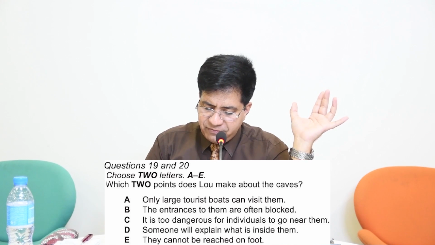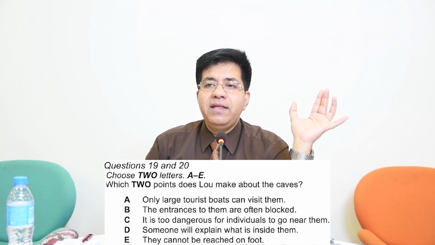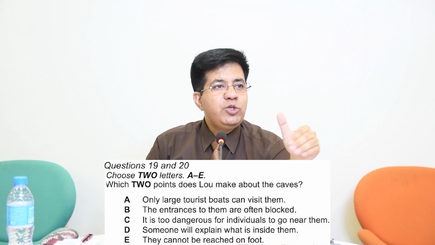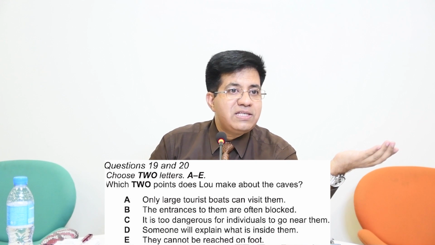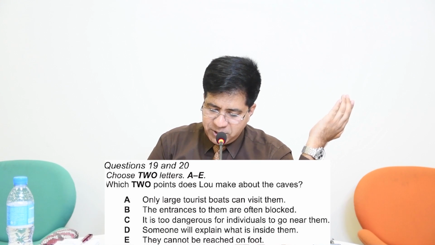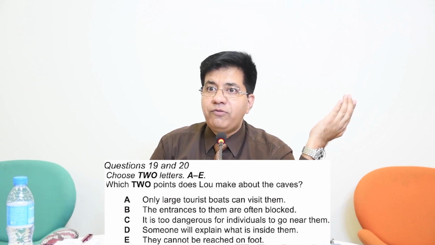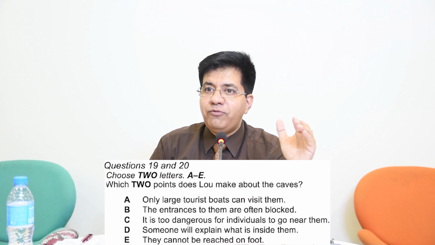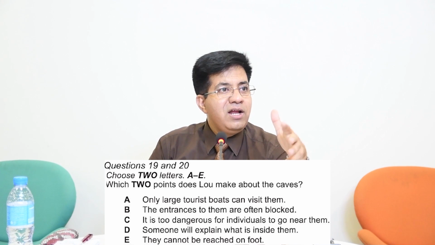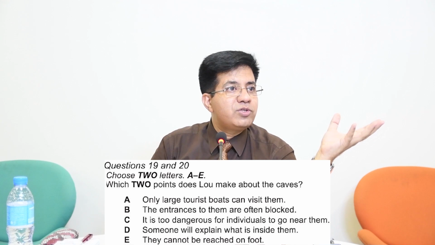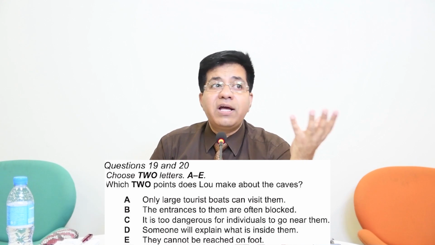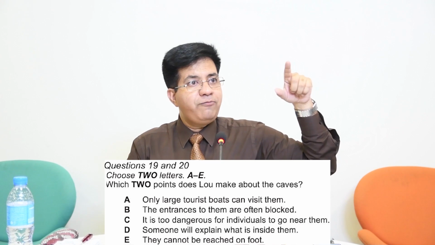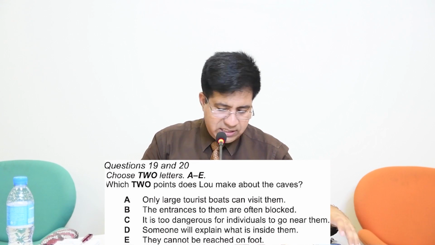Option D, someone will explain what is inside them. If they say a tourist guide will explain what is inside them, and if they say you can go inside and see what are the things there. Option E, they cannot be reached on foot. They means caves. Caves cannot be reached on foot. And if he says from there we'll take you to the caves on foot, or we'll walk to the caves after that, walk to the caves means you'll walk it. So again, focus opposite or negative. Let's start.